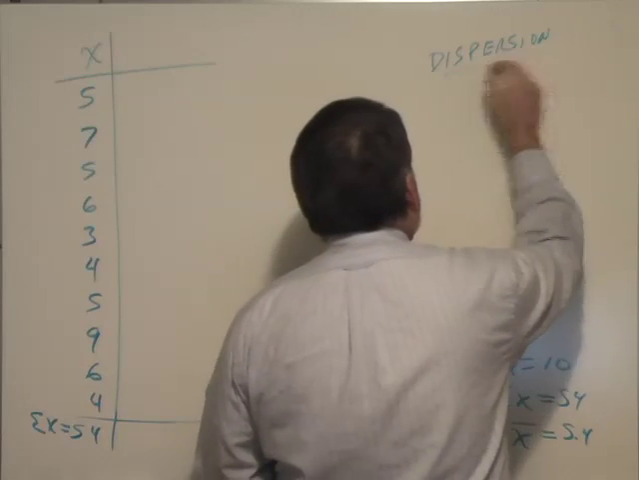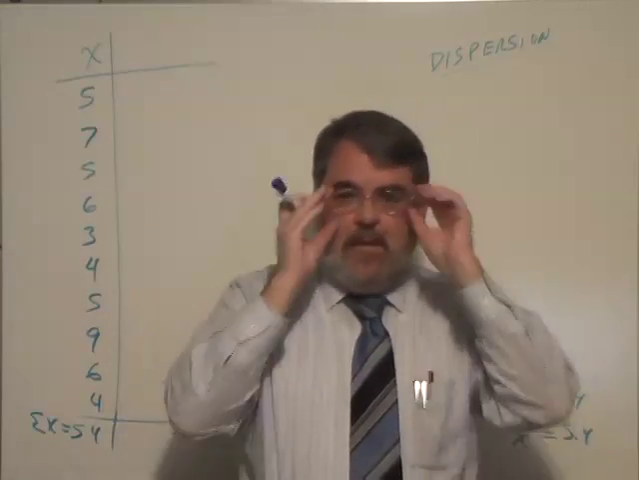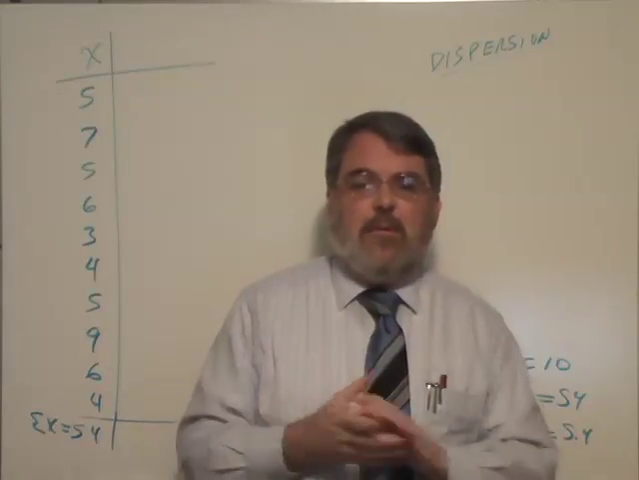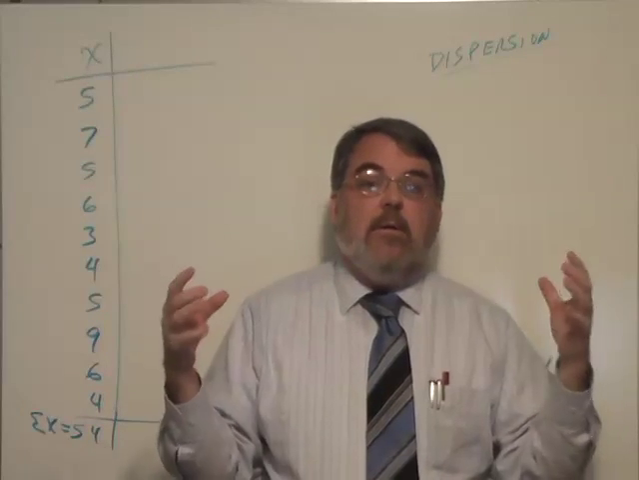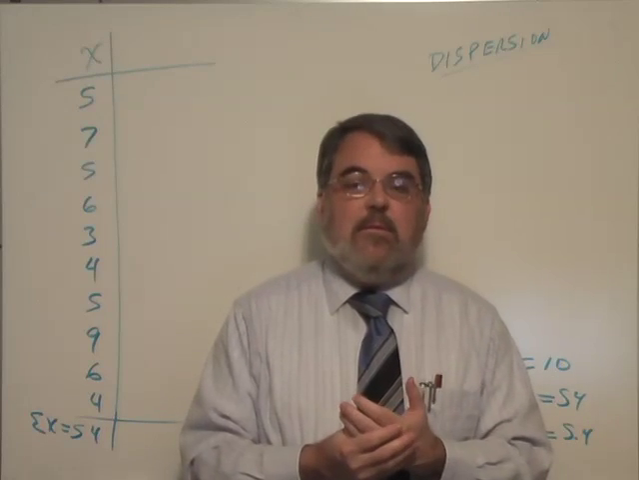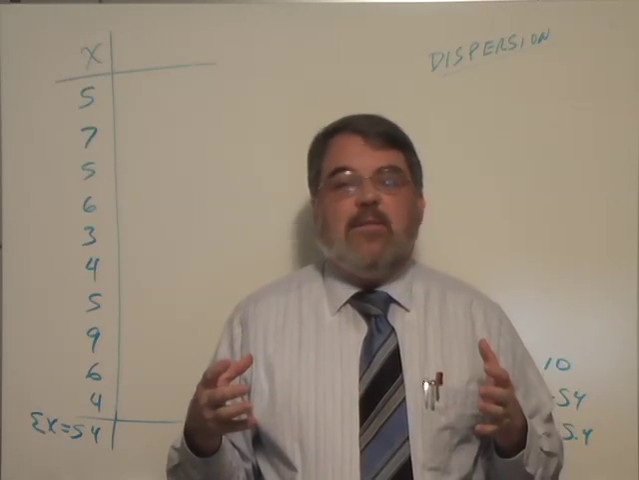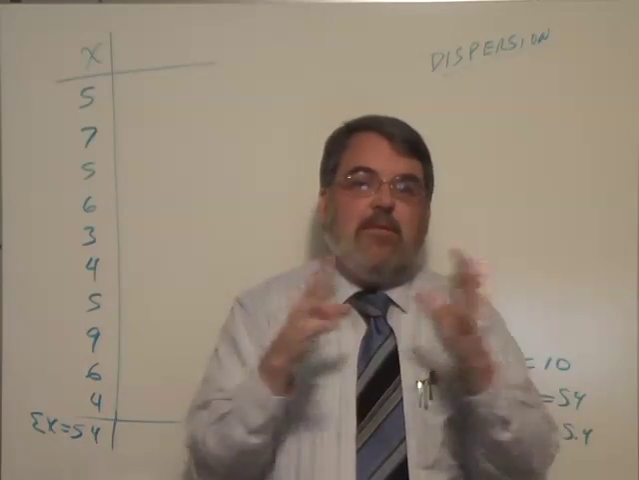D-I-S-P-E-R-S-I-O-N. And to disperse means to spread or to scatter. So a measure of dispersion measures how scattered these numbers are. How far apart are they? And so we need to come up with some way to determine some kind of average spread of this data.